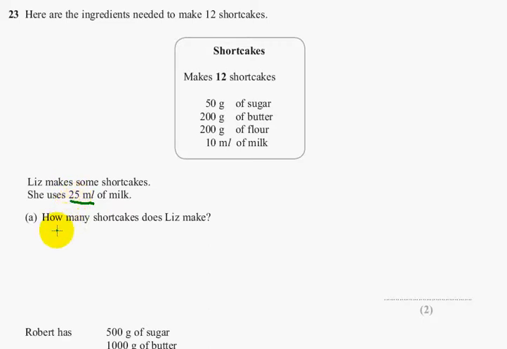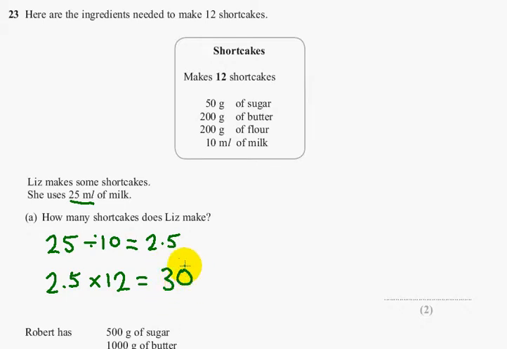Well, she has 25 milliliters of milk. Each 12 shortcakes take 10 milliliters. So 25 divided by 10 will tell us how many batches of 12 she can make. And that's 2.5. 2.5 batches. So 2.5 times 12 is 30. So how many shortcakes does Liz make? 30.